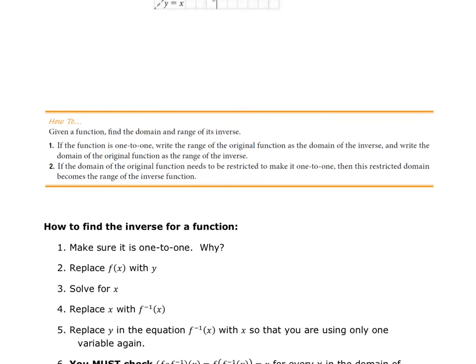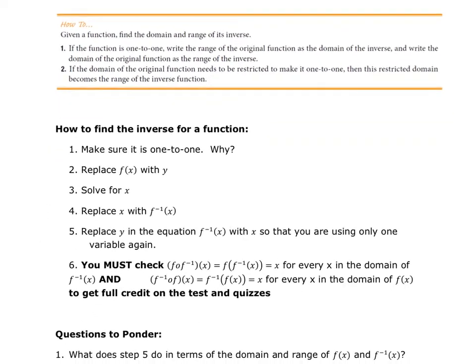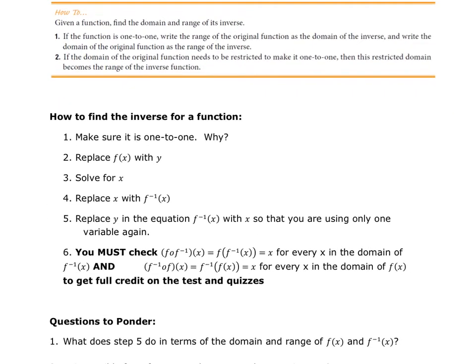So, if we are asked to find the inverse, there are certain steps that we take to make our lives easier. First thing we want to do is make sure it's 1-to-1. The reason we want to make sure it's 1-to-1 is because if it's not, it won't have an inverse. We may have to restrict our domain here too.